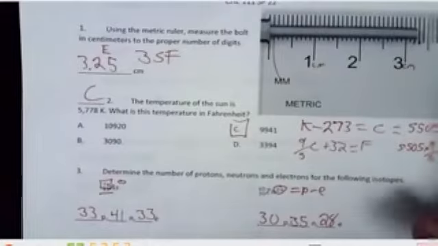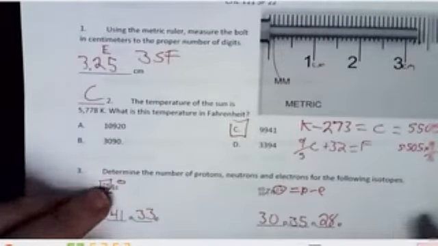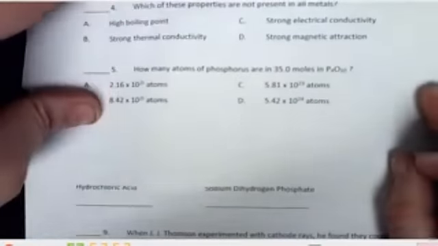Electrons. With that in mind, get on up. Number 4 and number 5.